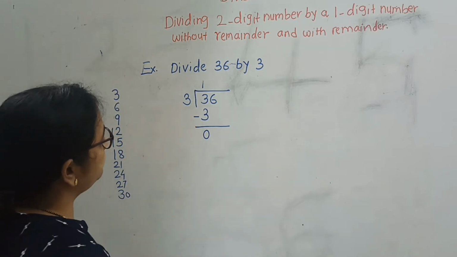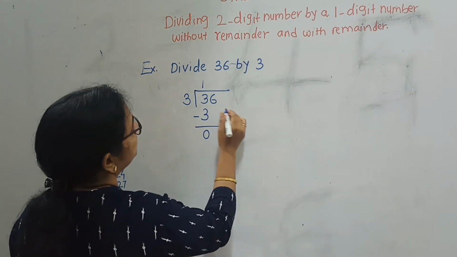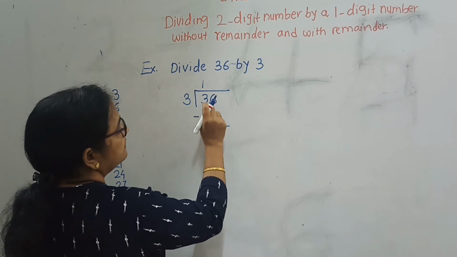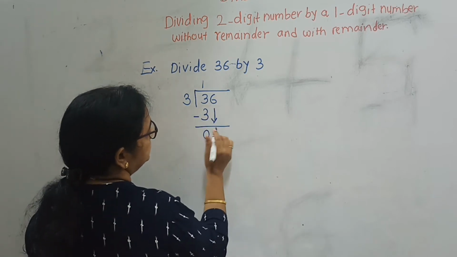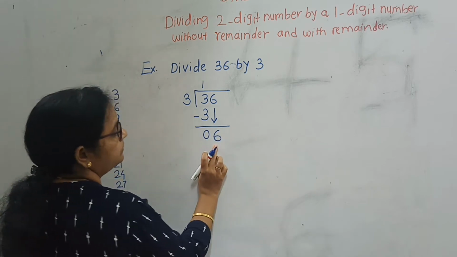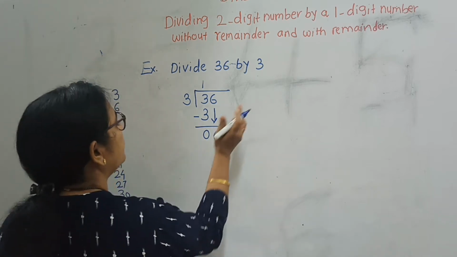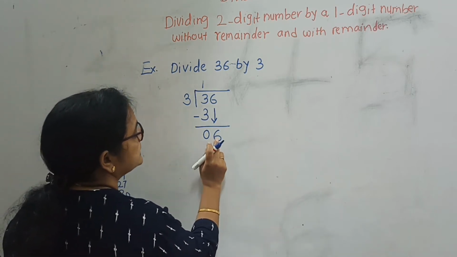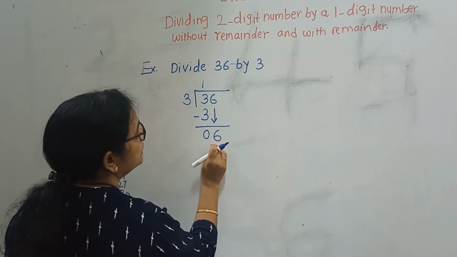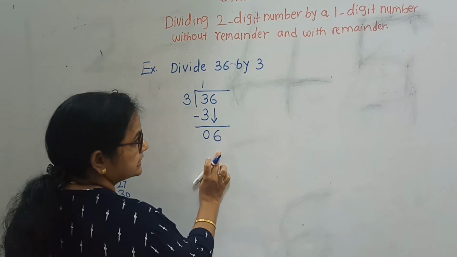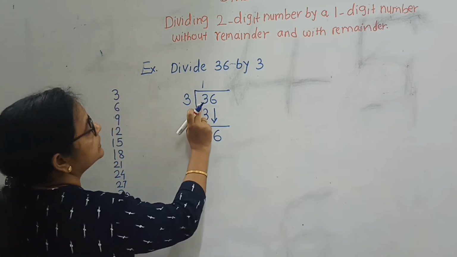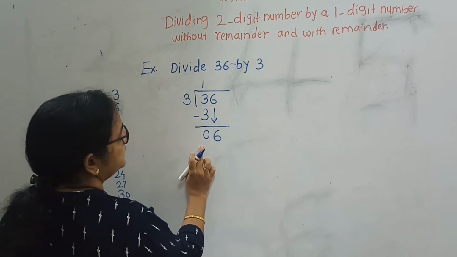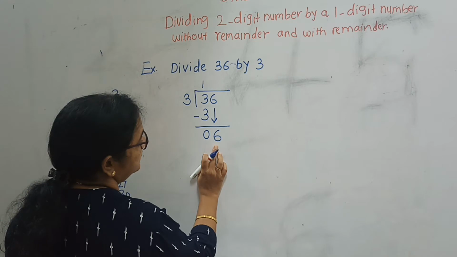Now next step, what to do here? We have to take this 6, the next number, the ones place number, down. Take this 6 down here. Now we have 6 here. Now again recite the table. कब तक बोलना है? Until we get this number or a smaller number than this number. In division, first we do the tens place division and subtract it.